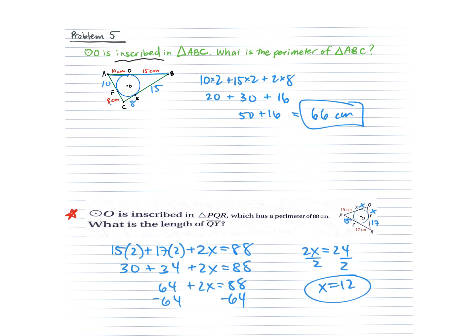Okay, this one was a little trickier. It tells you the perimeter is 88. So you define this length, but you know that this length is the same. So when you write the perimeter, 2 15s, 2 17s, 2 x's together, when you add them together, you get the perimeter, which is 88, and then just use algebra to solve. So x is 12, and I guess we should have some units on that, 12 centimeters.